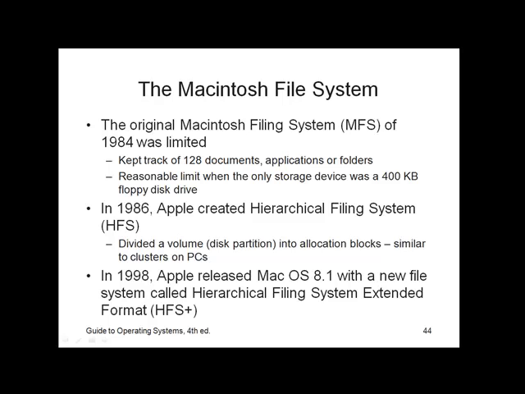In 1986, Apple created the hierarchical file system, or HFS. This allowed us to divide a volume or disk partition into allocation blocks, similar to clusters on a PC. In 1998, Apple released Mac OS 8.1. It had a new file system, which we call Hierarchical File System Extended Format, or HFS Plus.